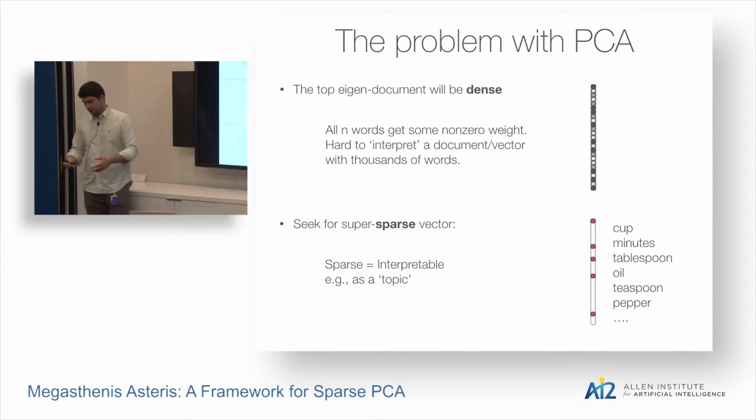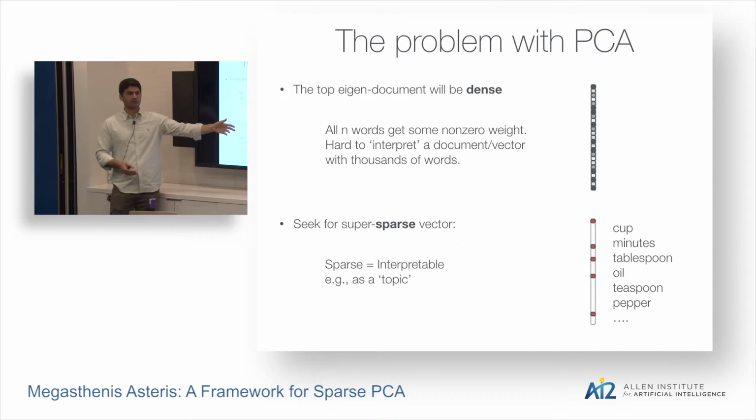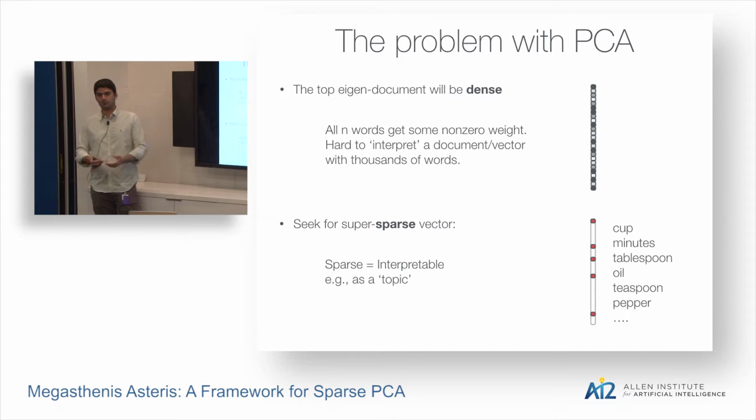We ran Sparse PCA with our algorithm on a text dataset. This is from the New York Times dataset. And we get vectors that look like this, like cup, minutes, tablespoon, oil, teaspoon. So looking at a document like this, you get a very good idea that a topic like recipes appears in your corpus.